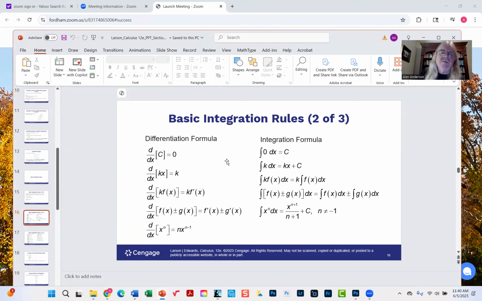So you can see, for example, the derivative of a constant is 0, which means the integral of 0 must be a constant of some kind. Remember the rule k, the k is a constant, by the way. The derivative of kx is simply k, which means the integral of k must give us back the original kx.